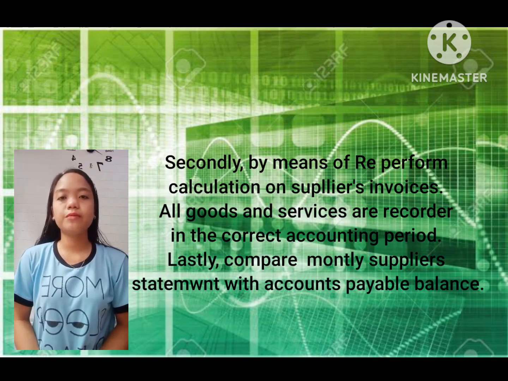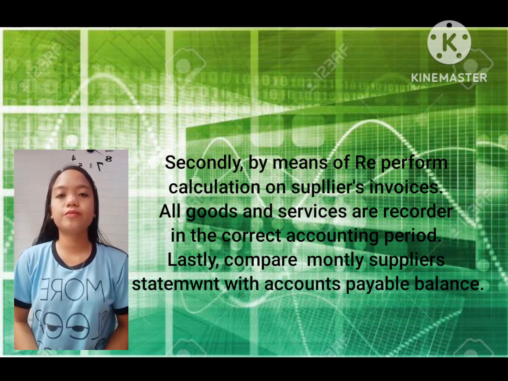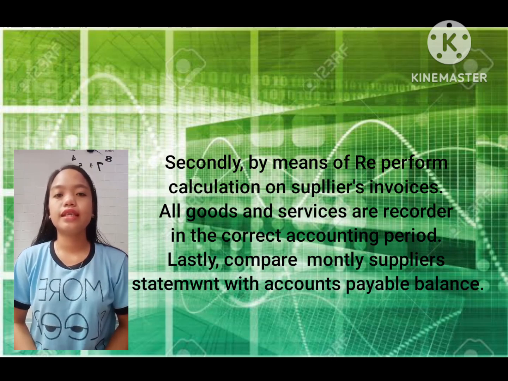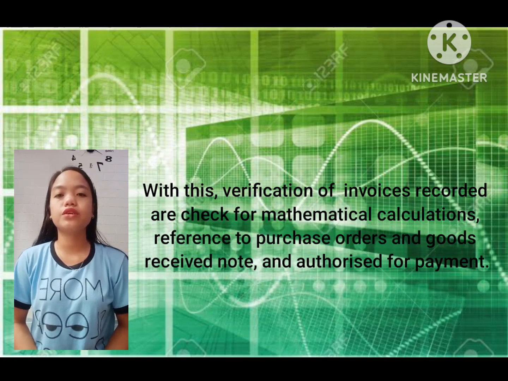And second is by means of re-performing calculations on suppliers' invoices. All goods and services are recorded in the correct accounting period. And lastly, compare the monthly suppliers' statement with the accounts payable balance. With this verification, invoices recorded are checked for mathematical calculation, references to purchase orders and goods received notes, and authorized for payment. And that's it.